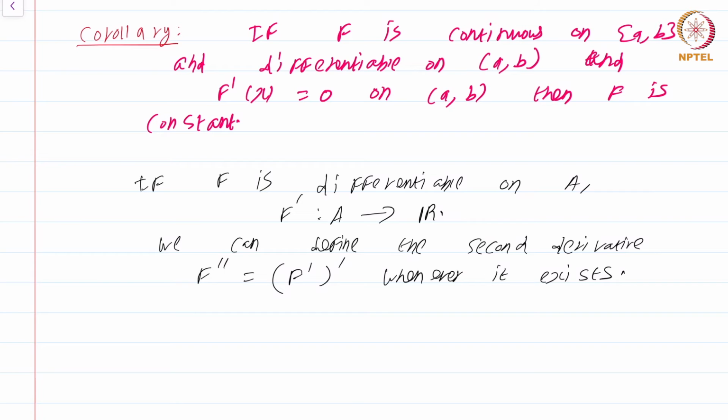Okay, note we get several simple corollaries. If f double prime exists at every point of A, then f prime is automatically continuous at every point of A, and so on. Similarly, we can inductively define higher order derivatives.